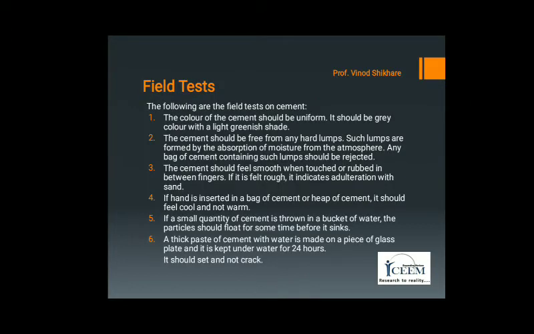Let's see field tests on ordinary Portland cement. The color of the cement should be uniform. It should be grey with a light greenish shade. The cement should be free from any hard lumps. Such lumps are formed by the absorption of moisture from the atmosphere. Any bag of cement containing such lumps should be rejected. The cement is not suitable for construction work.